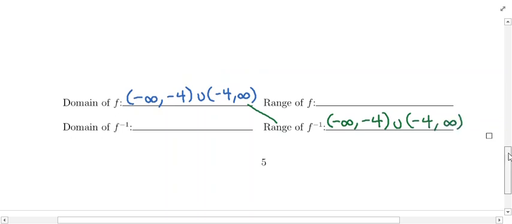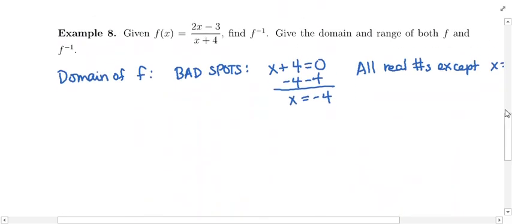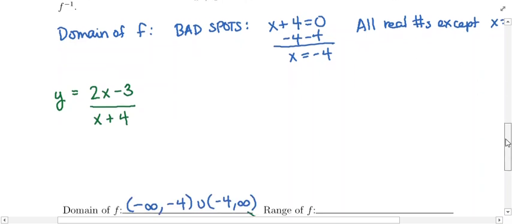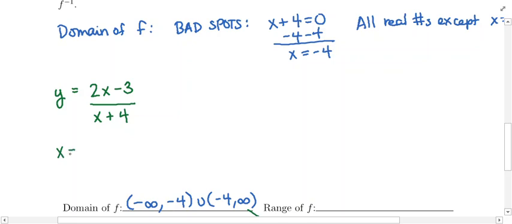All right, so now has come the time to start finding the inverse function. I'm going to go back to the original function. I'm going to start by replacing f of x with y. So we're going to get y equals (2x minus 3) over (x plus 4). And now we've got to interchange x and y. Everywhere I see a y, I'm going to put an x. Everywhere I see an x, I'm going to put a y. You have two y's to replace on the right side.